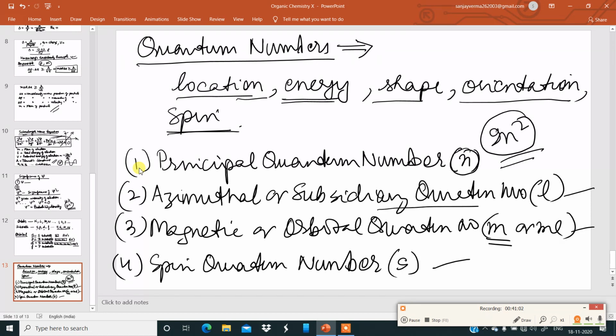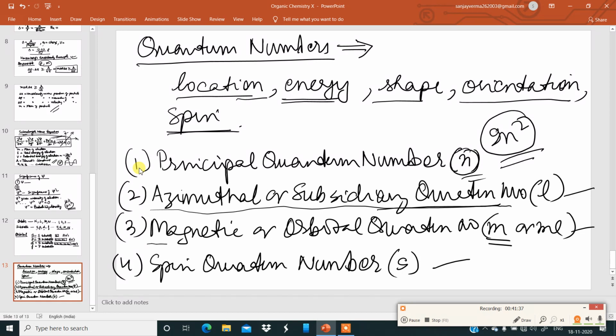The next quantum number is called azimuthal or subsidiary quantum number, represented by symbol l. This describes the spatial distribution of the electron cloud and the angular momentum of the electron. A very important thing to understand. I'll give you the formula later on about the angular momentum of the electron. So remember, the azimuthal or subsidiary quantum number describes the distribution of the electron cloud in space, as well as the angular momentum of the electron, depending on the value of n.